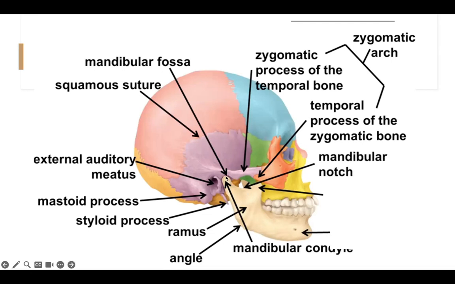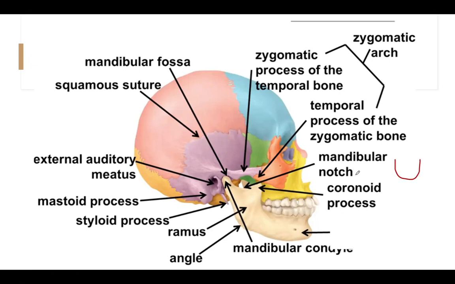Then we have the mandibular notch. Anytime we see the word notch, we're looking for a U shape, and that's exactly what we have, a little U shape here. Then moving anteriorly, the other side of that U is the coronoid process. The coronoid process is really important for muscle attachment. There's a muscle that goes over the temporal bone called the temporalis, and it's going to connect right onto the coronoid process.